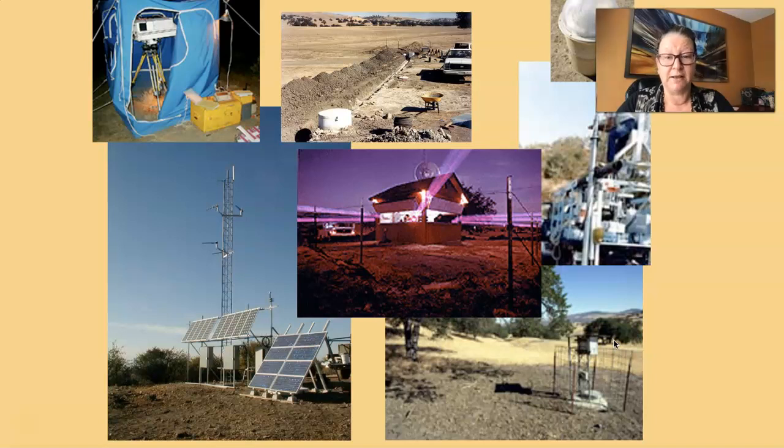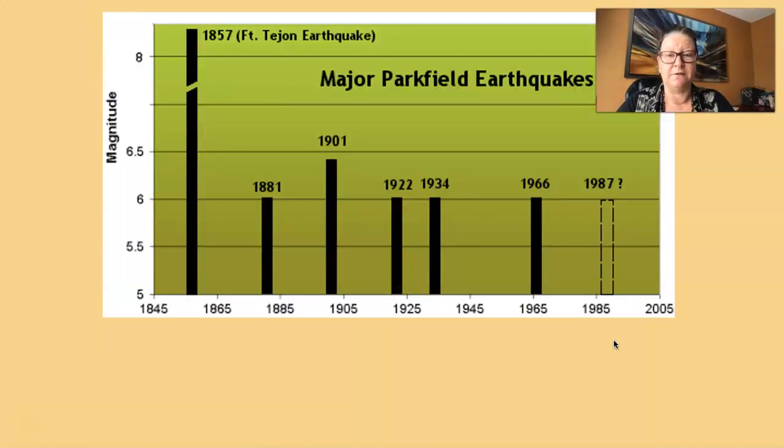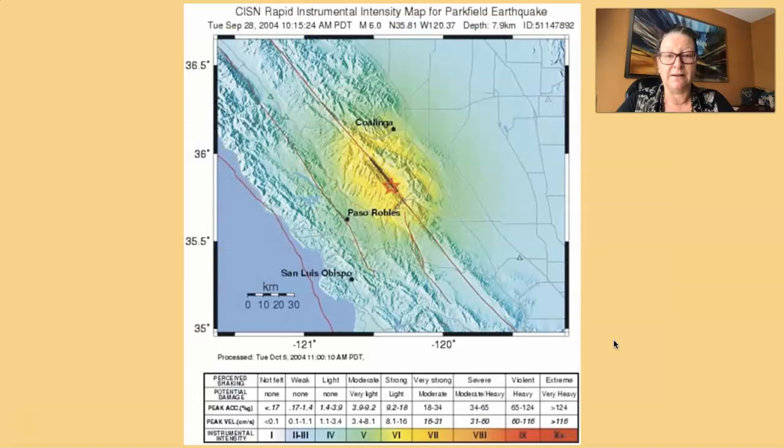So unfortunately, it took a lot longer than a few years. And the earthquake finally occurred in 2004. It was a magnitude 6. It occurred exactly where it was supposed to, and everybody got their readings for their instruments.